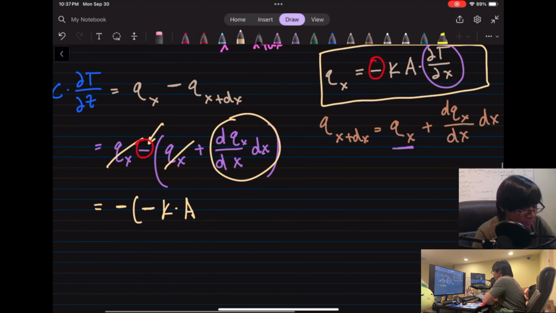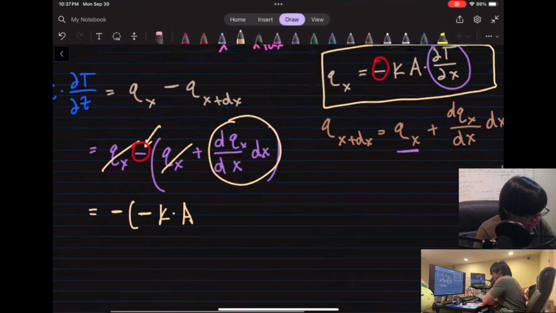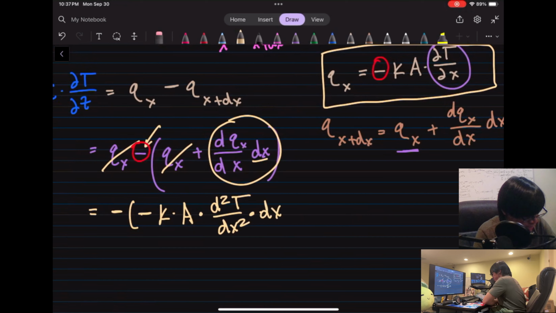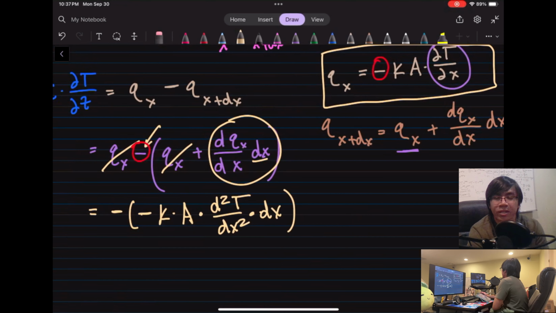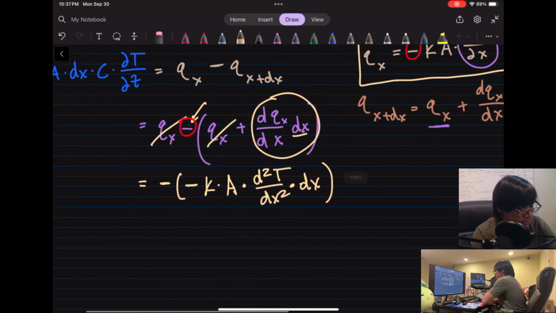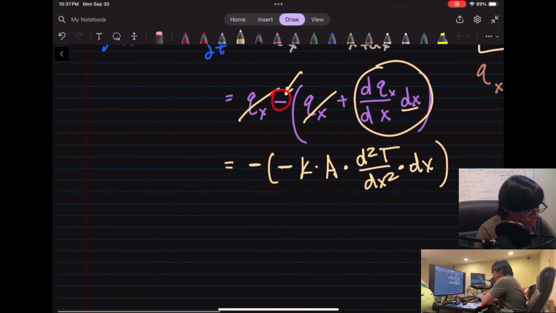Since this is the only term that's a function of x, we're doing a second derivative. So it'll just be d squared T over dx squared. And don't forget our dx term, bringing that down. So nothing too bad. Again, just taking the derivative, bringing down the constants, and upgrading our derivative since we're taking it twice. So nothing too crazy there. And then we have our left-hand side as usual.